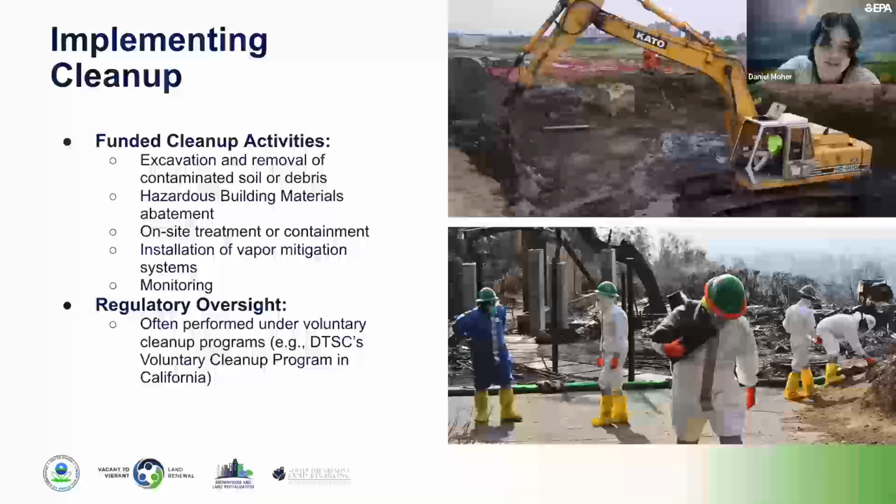And again, for many of these sites, we will work with the state's voluntary cleanup programs to oversee this type of work, which we ask you to do as part of accessing our funding. So for example, in California, the primary state oversight agency is the California Department of Toxic Substances Control.